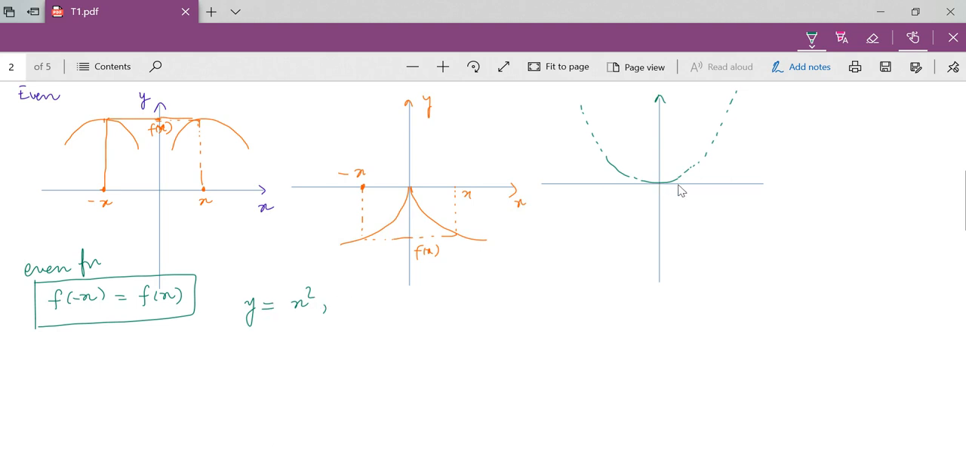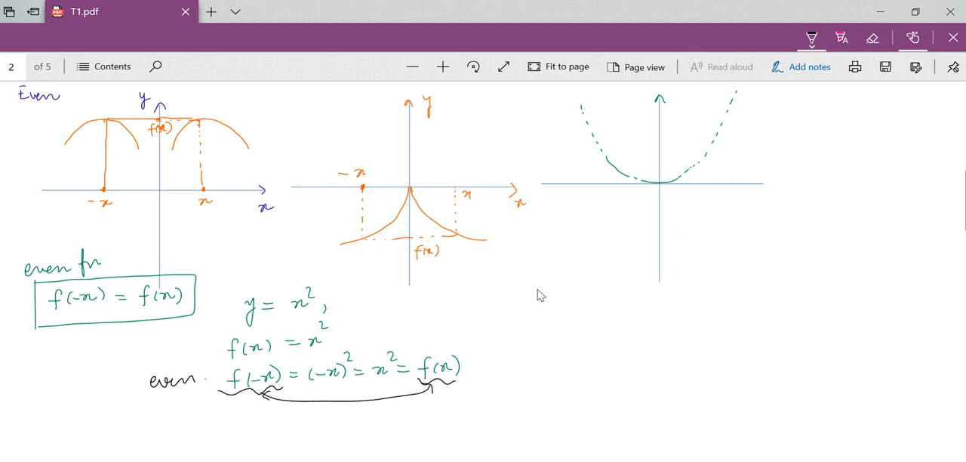And suppose you don't know the graph, you can check with this condition. How do you check that? You say, okay, my f of x is x square. I check what is f of minus x. In this particular rule, I put minus x instead of x, so minus x whole square, and what do you get? I get my x squared back. And what is this? This is nothing but f of x. What did you show here? You have shown that your f of x and f of minus x are the same thing. So you have shown your function is an even function. Algebraically you can show, graphically you can show.